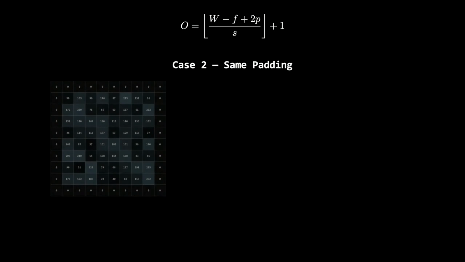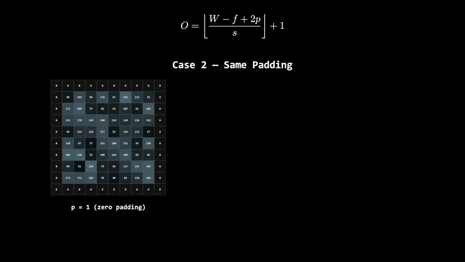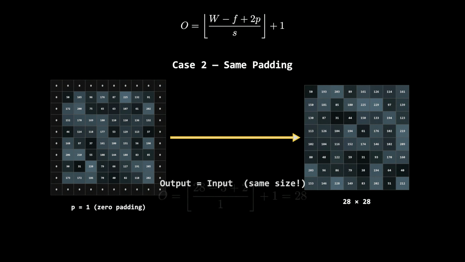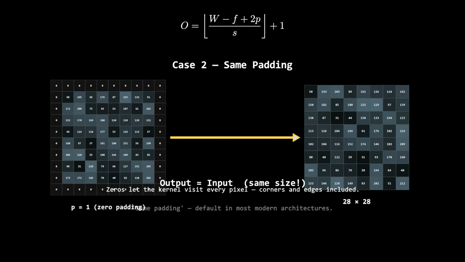Now add a 1 pixel border of zeros around the input. Padding p equals 1, O equals the floor of (28 - 3 + 2)/1 + 1, which equals 28. Output equals input. The zeros don't add real information, but they let the kernel visit every pixel, including corners and edges, with equal importance. This is called same padding, and it's the default choice in most modern architectures.